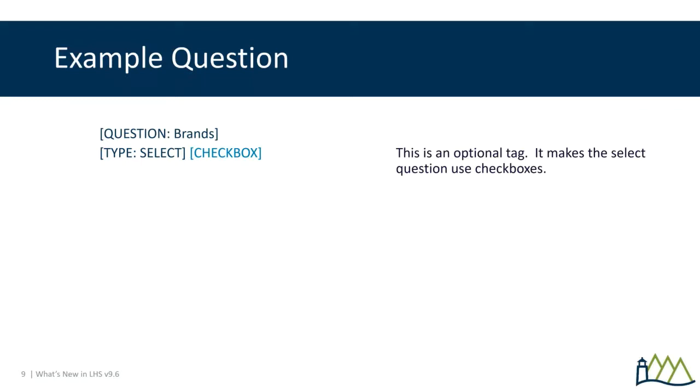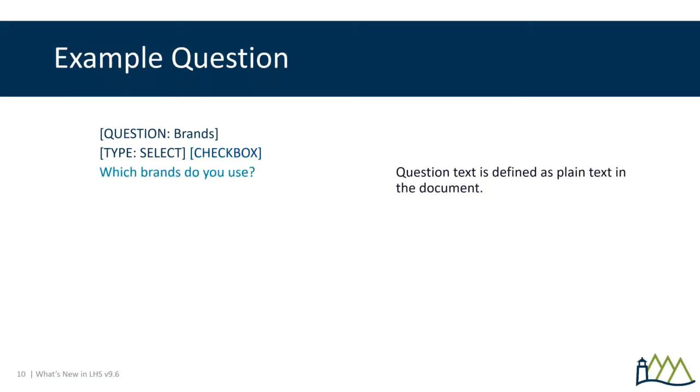Now, Word import, like Lighthouse Studio, will default a select question to using radio buttons. What if I want this select question to use checkboxes? I can simply add this optional checkbox tag anywhere to my select question, and now the question will use checkboxes.